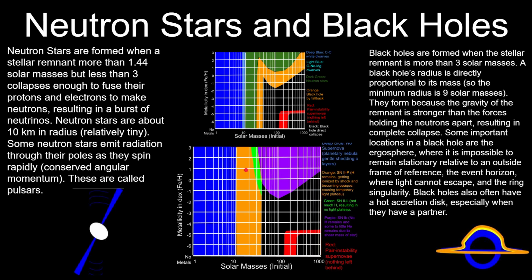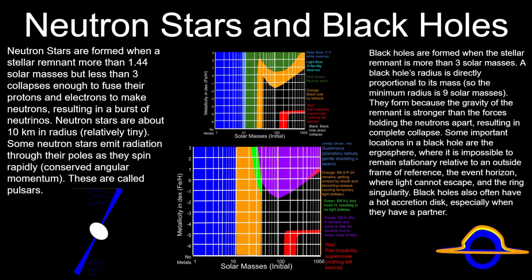The bottom graph shows methods of supernovae. If the solar masses are less than 25, and the metallicity is low enough, then a supernova, which is type 2P, can occur, where hydrogen remains and it gets ionized by a shock and becomes opaque, causing a temporary light plateau. The green, which is a small sliver, represents supernovae type 2L, which has not much of a hydrogen envelope, but still has it, resulting in no light plateau.